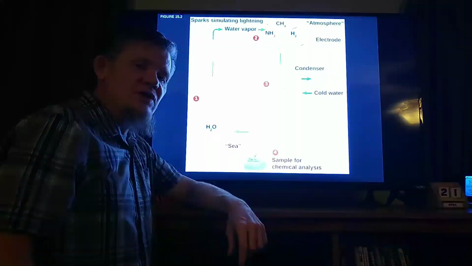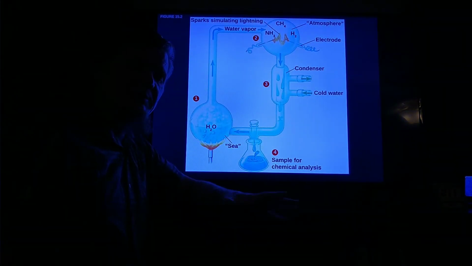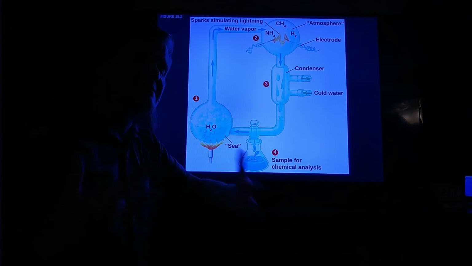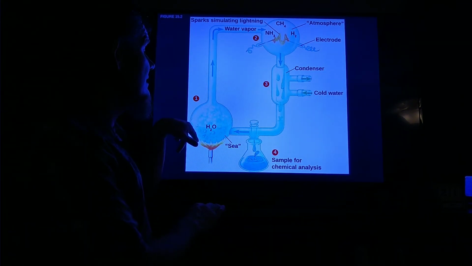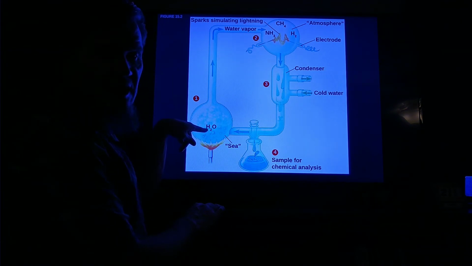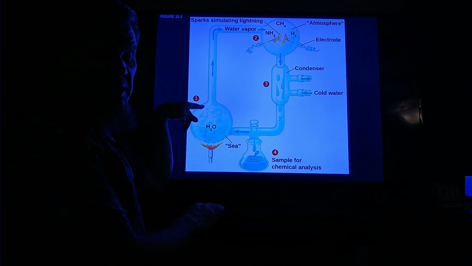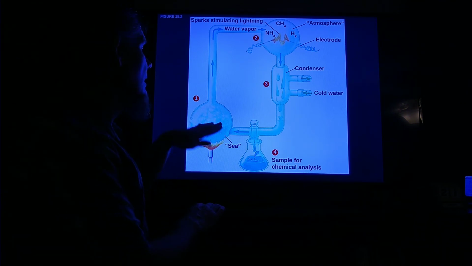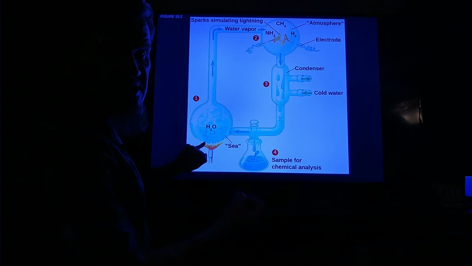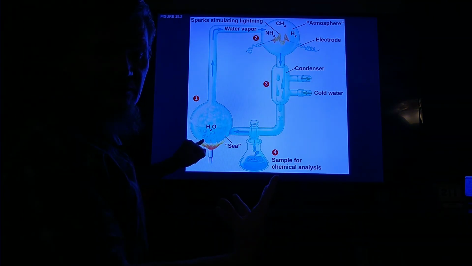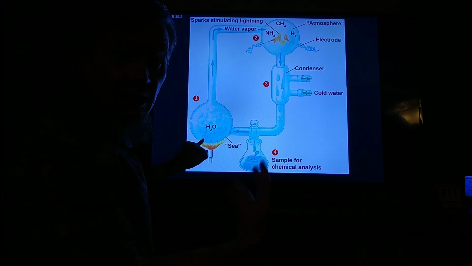Here's that reaction chamber I was telling you about. And again, it's a lot more complicated than just a sealed beaker, but it's a sealed system. In the sealed system, he has water. This water vapor contains methane and ammonia, hydrogen. The Bunsen burner is the heat source, as in like lava flowing into the ocean to make hot water.